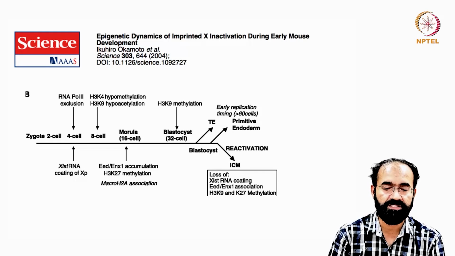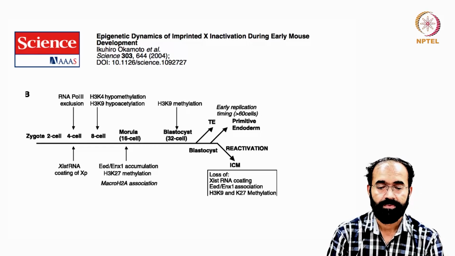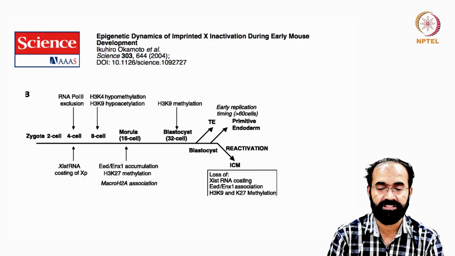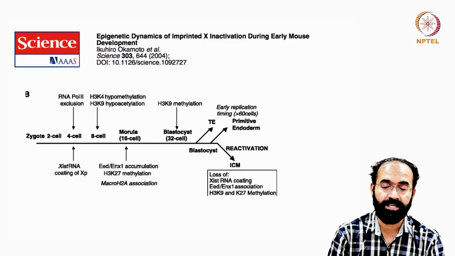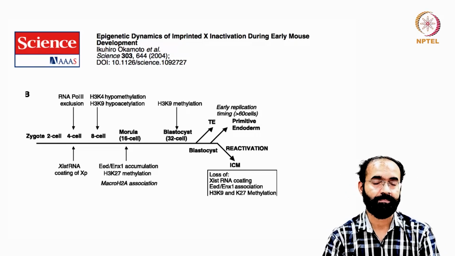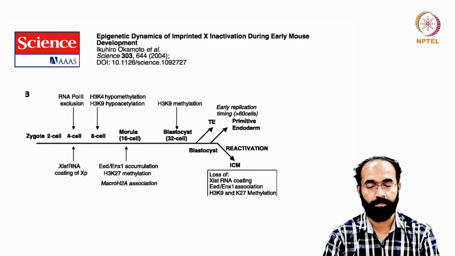At around blastocyst stage, you have H3K9 methylation taking place, and then you have the TE, trophectoderm, and these are all happening at the blastocyst stage, and you have early replication timing, that is more than 60 cells of the primitive endoderm will show the early replication timing. That means the cell replication, and of course the X chromosome also has to replicate.